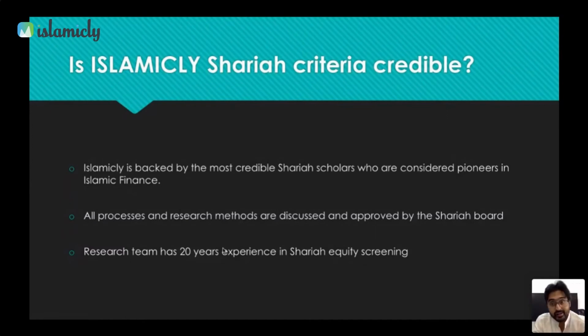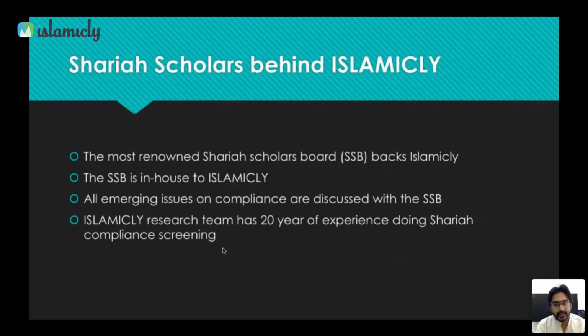So is Islamically's Sharia criteria credible? Although I discussed this in the last webinar, I'll go through this quickly. Islamically is backed by the most credible Sharia scholars who are considered pioneers in Islamic finance. All processes and research methods are discussed and approved by the Sharia board. The research team has, alhamdulillah, 20 years of experience in Sharia equity screening. All of this learning has been acquired by the research team at Islamically over the past 20 years, alhamdulillah. Regarding the scholars, the most renowned Sharia scholars board backs Islamically. The Sharia scholars board is in-house to Islamically. That means we don't have to go out and refer. Our Sharia scholars are in-house.